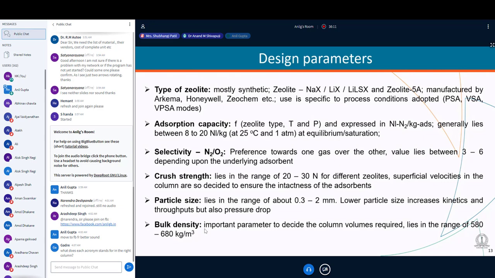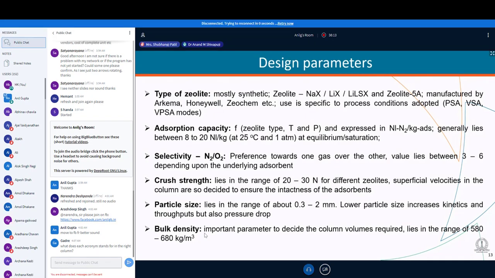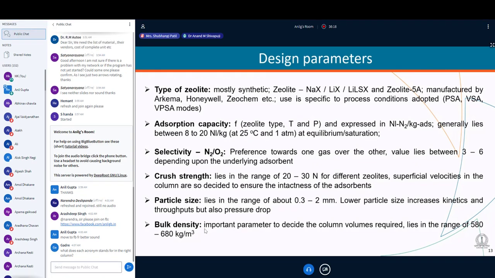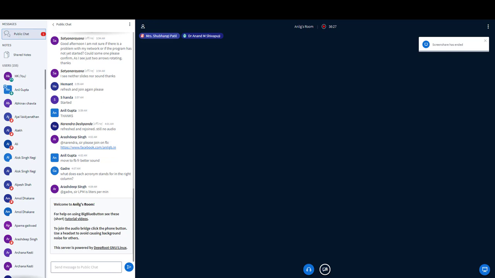That is, again, we seem to have lost the screen. But anyway, I'll just continue for a couple of minutes. The very important parameter is selectivity, that is the ratio of nitrogen to oxygen.